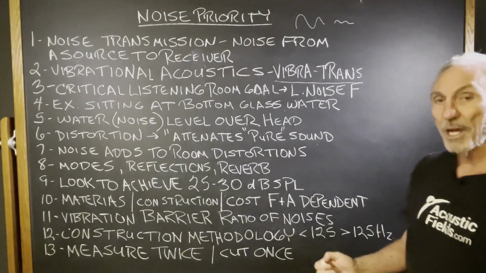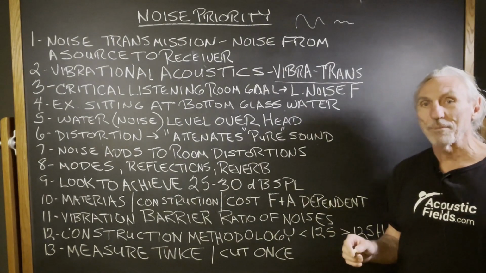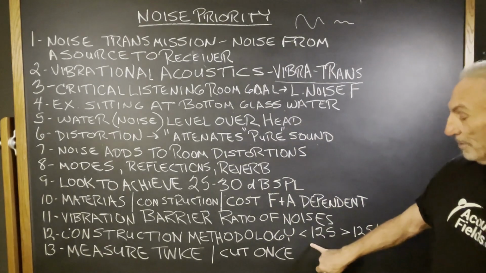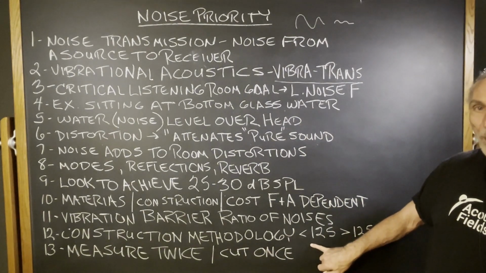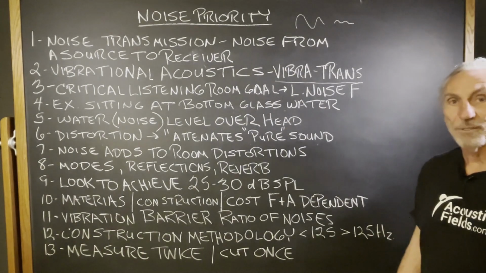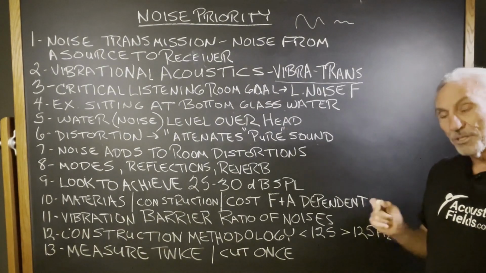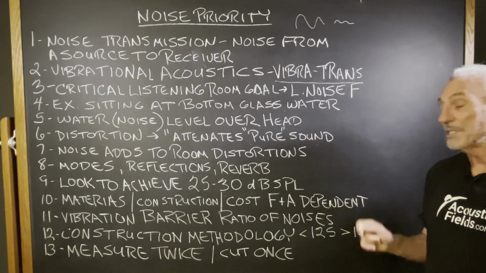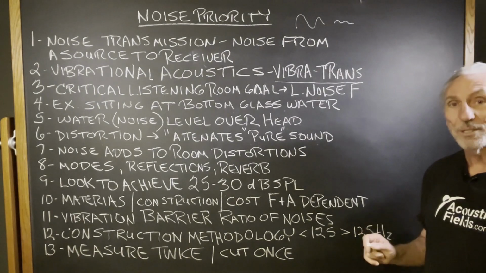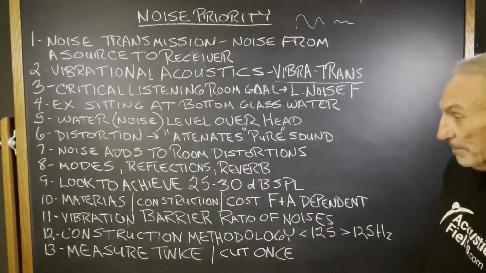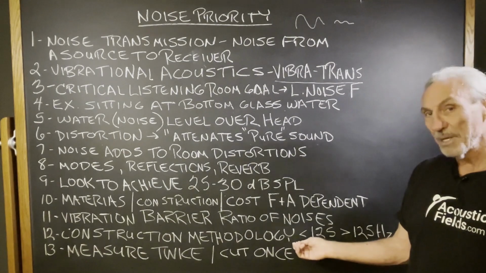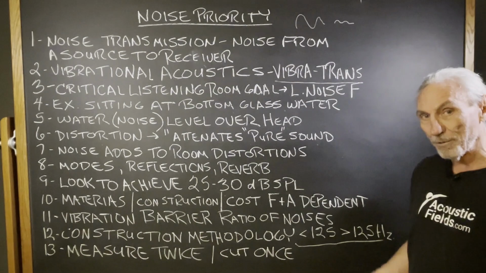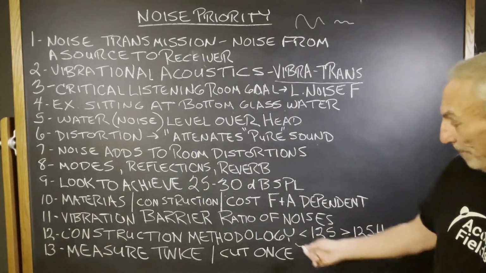Materials, construction costs, everything is frequency and amplitude dependent. So the construction we use below 125 cycle noise and above 125 cycle noise is completely different. This is where people make mistakes. They assume one size works for all frequencies. It does not. One material does not work for all frequencies, okay? So the construction methodology is completely different depending on the noise. This is a good break point, 125, okay?